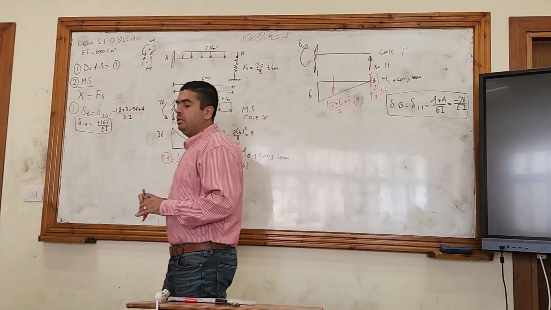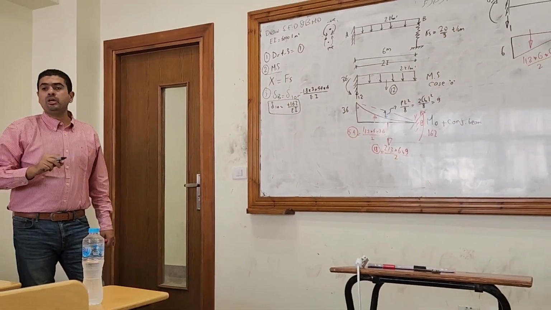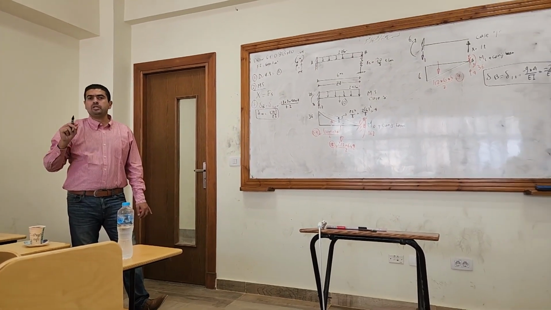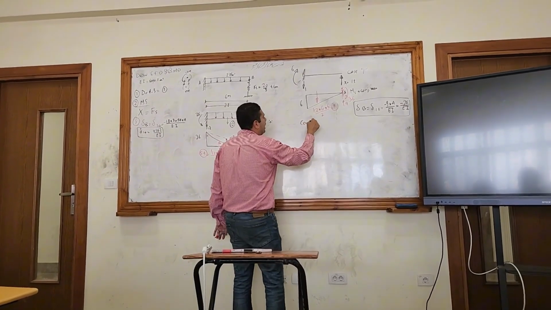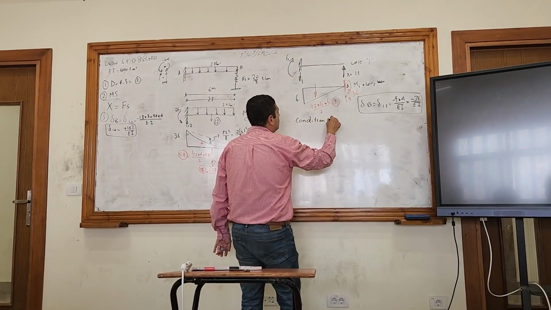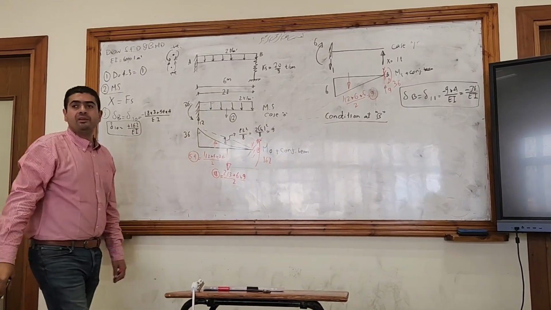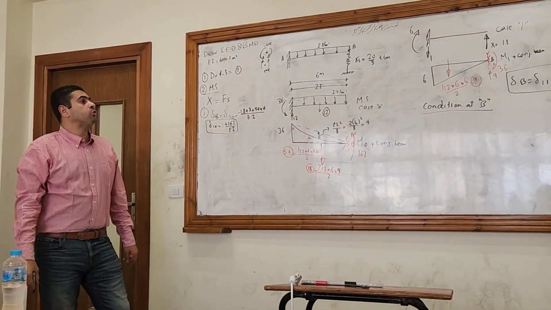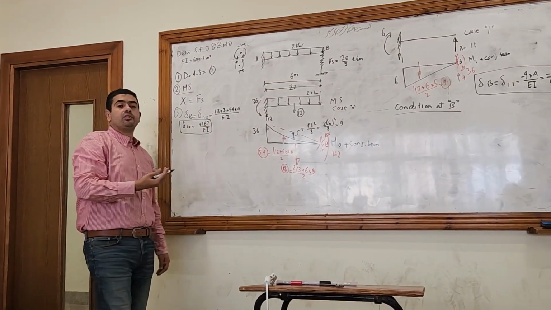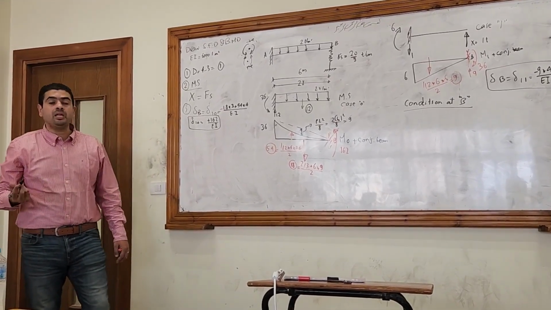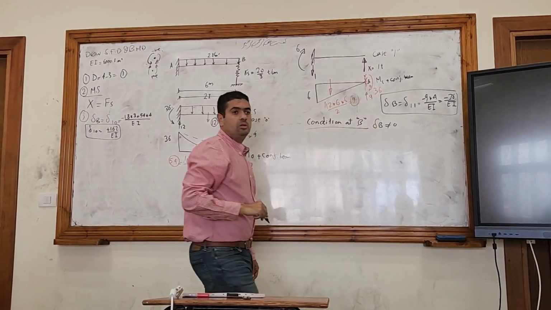What about the condition here? The condition will always be at the point where you removed your redundant. You removed the redundant at point B, so you have to think about a condition at point B. The condition here will be the vertical displacement, right? If it was a roller support, the vertical displacement would equal 0. But here it's not a roller support, it's a spring. So the delta B here will not equal 0.